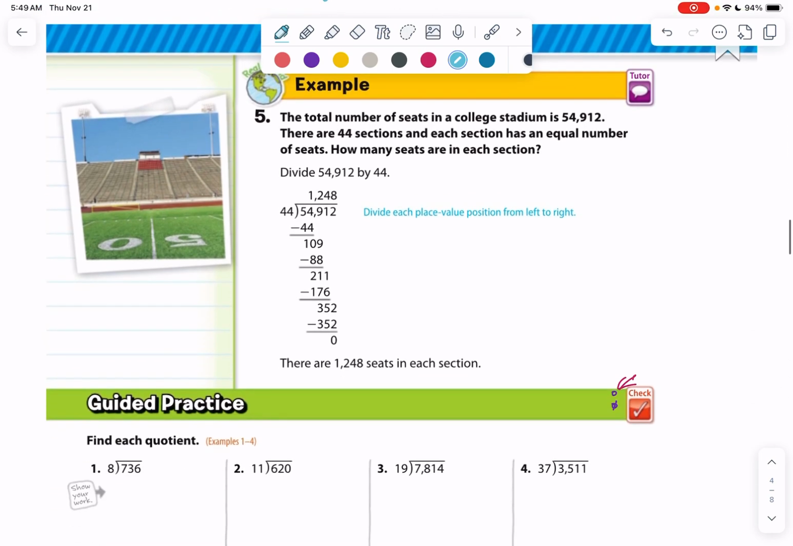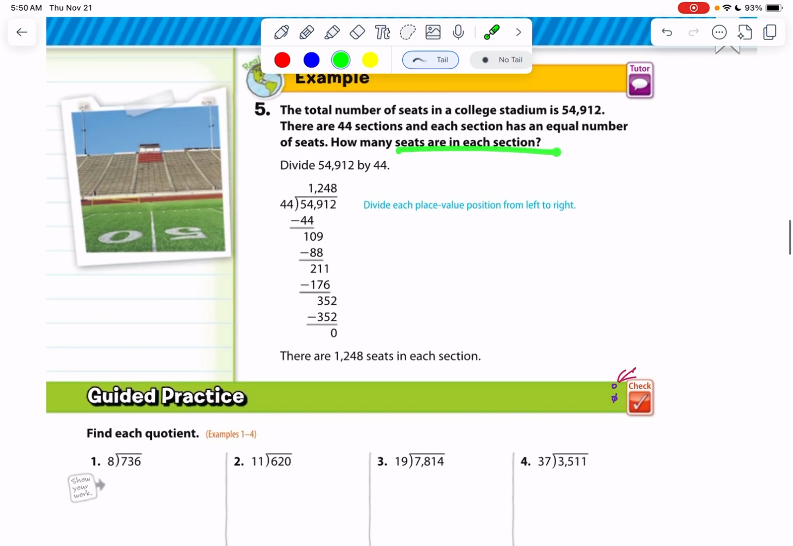All right, let's see here. In this one, the total number of seats in a college stadium is 54,912. There are 44 sections, and each section has an equal number of seats. How many seats are in each section? So the problem is 54,912 divided by 44 sections, in order to find out how many seats in each section. Okay? So I looked right away and saw that 44 can go into 54 one time.